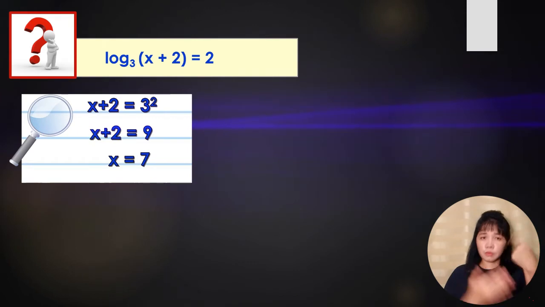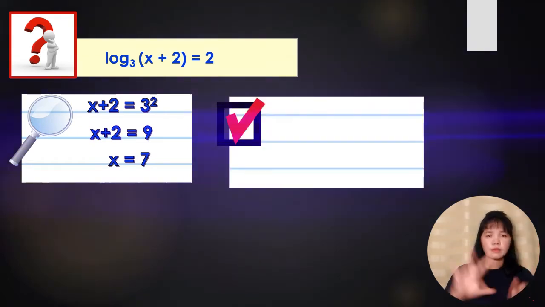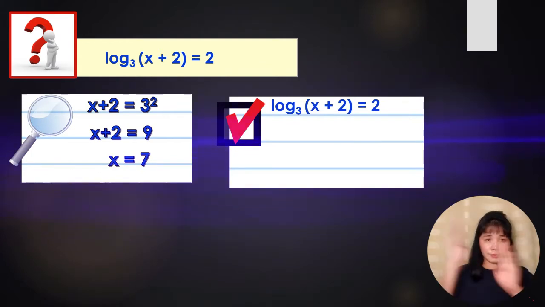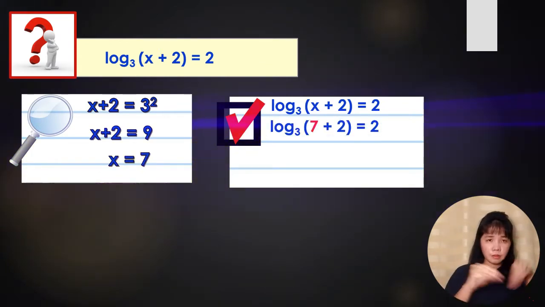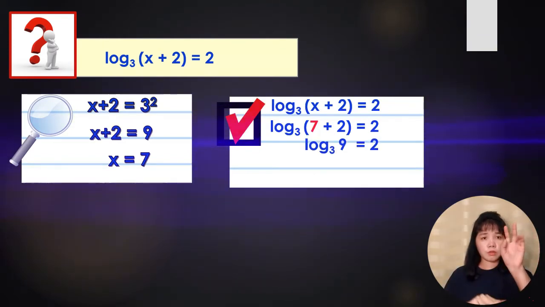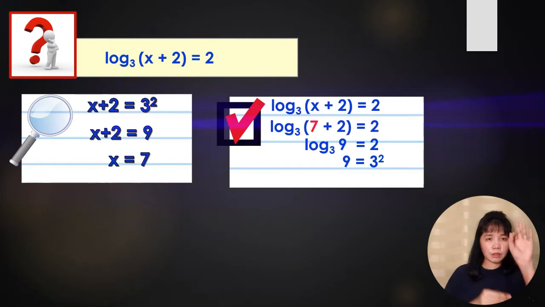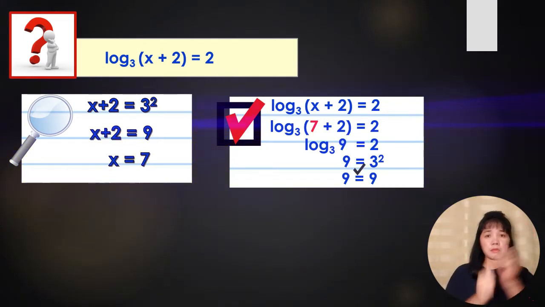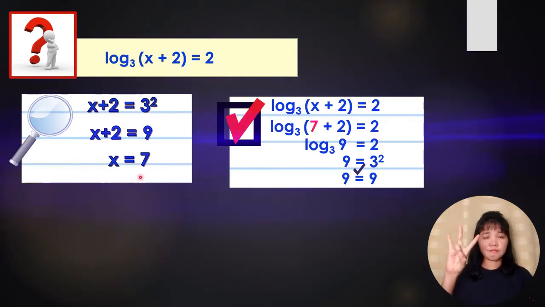Now let's check if the solution is 7. So write down the given. Then substitute the value of x, which is 7. 7 plus 2 will give us 9. Now we write this in exponential form. 9 is equal to 3 squared. And we all know that 3 squared is equal to 9. Therefore, we can say that 7 here is a solution.